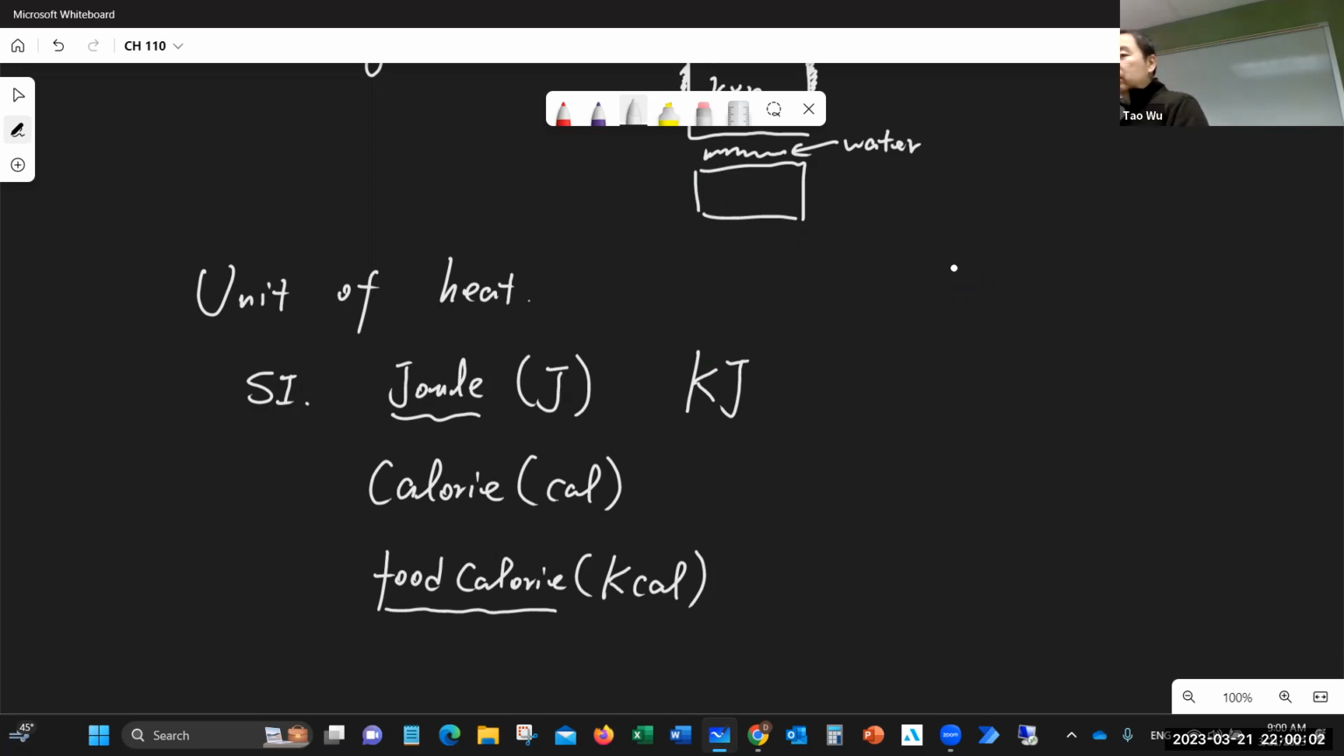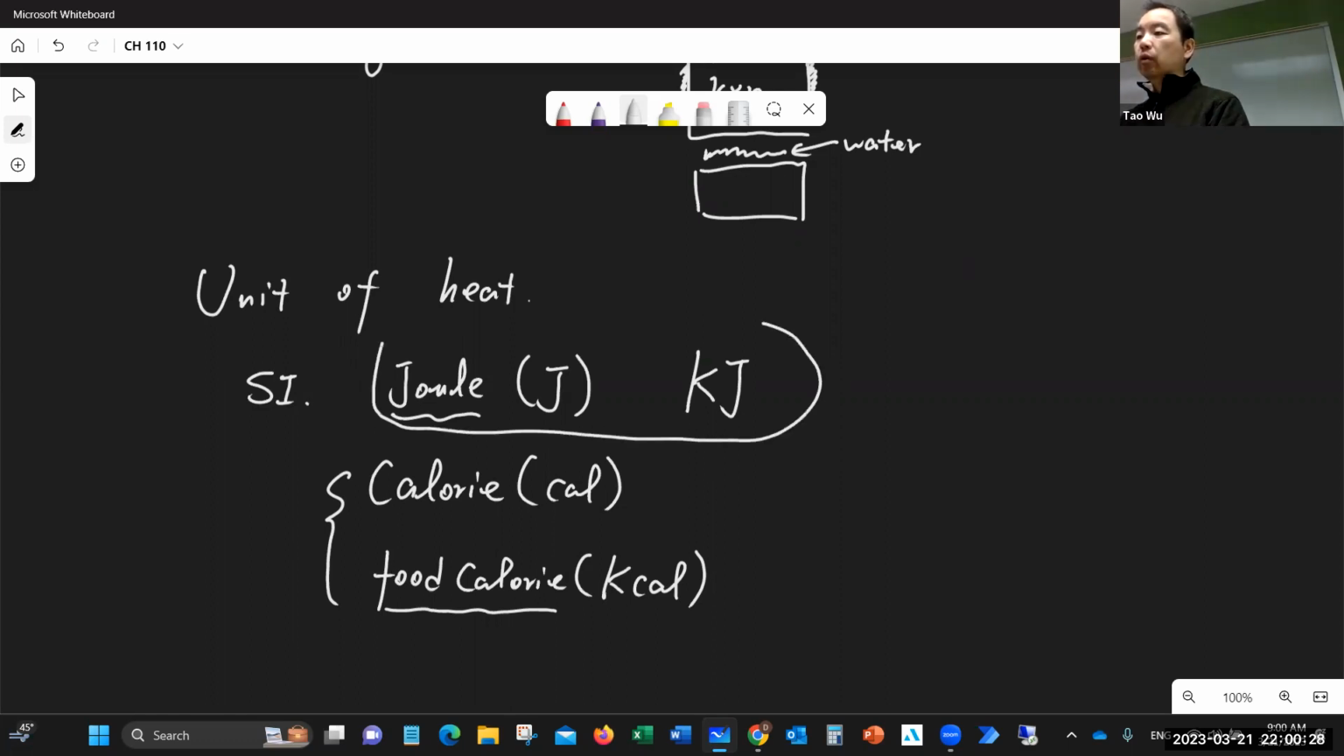So that's the food calorie we're talking about. I just give you those two, but we're not using this in our class. Just recognize we do have a calorie and a food calorie, but usually the food calorie we call the kcal. This calorie is much smaller, 1,000 times smaller than the food calorie. But in most cases we're still using joule and kilojoule. This is the unit we're using for heat.